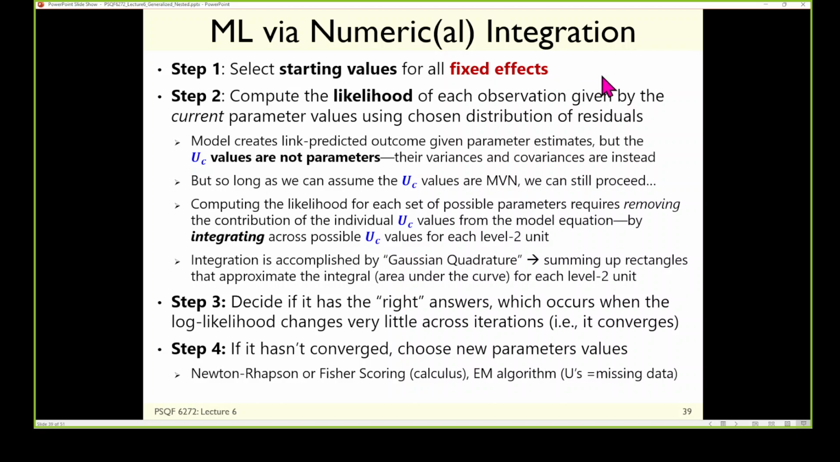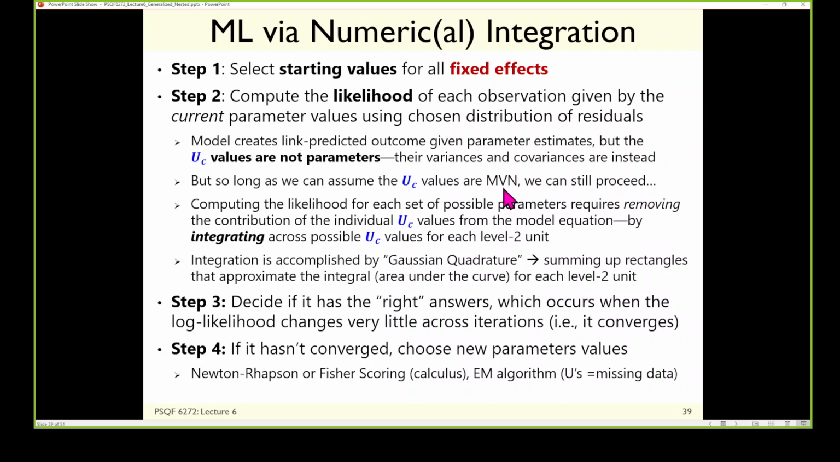So the way it works, step one, figure out some starting values for your fixed effects. Programs have various ways of doing that. We compute the likelihood of each observation given the current versions of the parameters using the chosen distribution of residuals, so Bernoulli, Poisson, etc. So the model is going to create a predicted outcome, but the U's are not parameters. All we need to know are their variances and covariances.